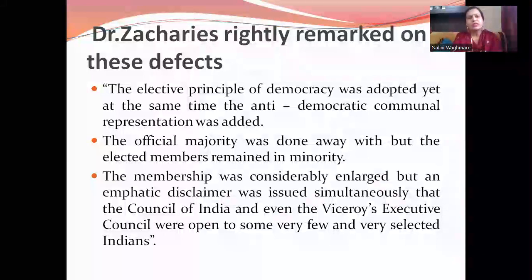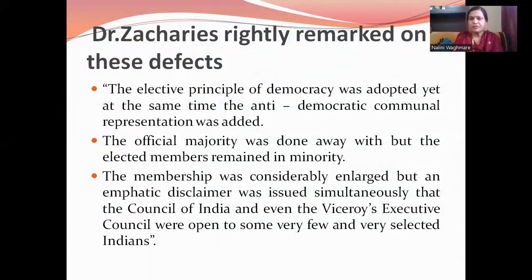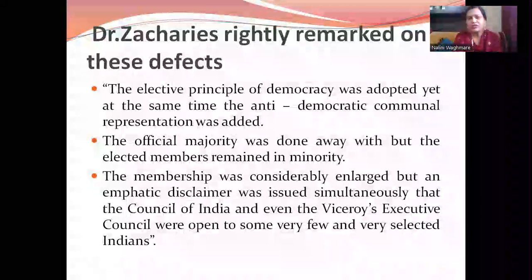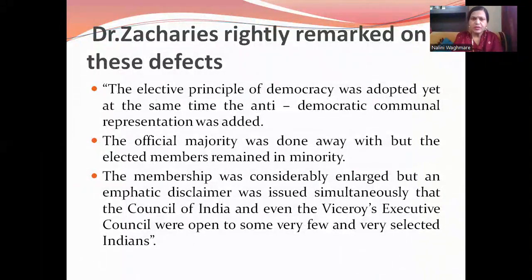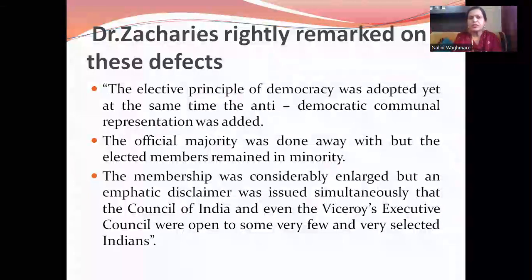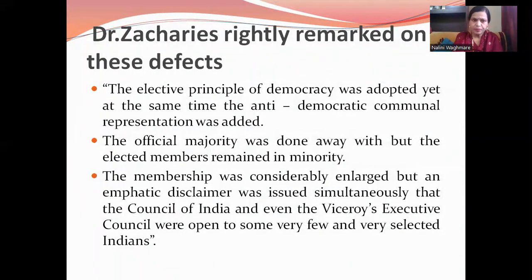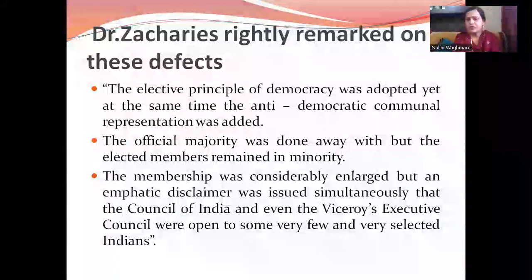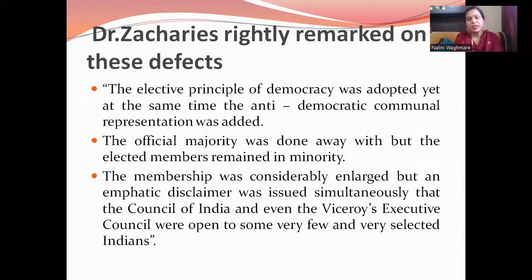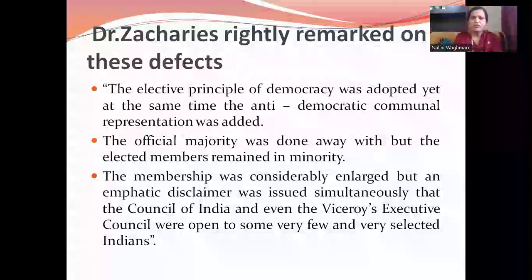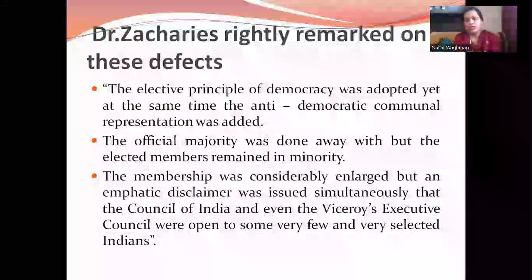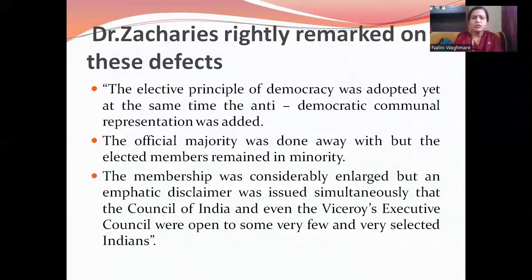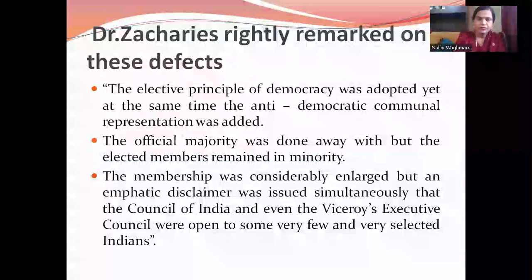Then, Dr. Zahasari rightly remarked on these defects: the elective principle of democracy was adopted, yet at the same time the anti-democratic communal representation was added. The official majority was done away with, but the elected members remained in a minority. The membership was considerably enlarged, but an emphatic disclaimer was issued simultaneously that the Council of India and even the Viceroy's Executive Council were open to only a very few and very selected Indians.